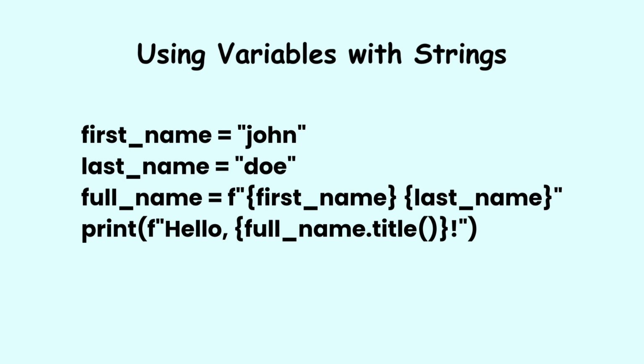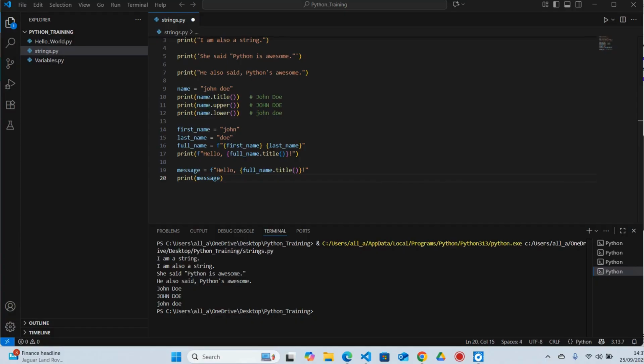Alright. Let's talk about combining variables with strings in Python, using something called f-strings. F-strings are a super handy way to create dynamic messages that include values stored in variables. Let's jump back to the code editor and take a deeper look. As you can see, we have added some more code to the editor. If you need to, pause the video and copy this code into your own editor.